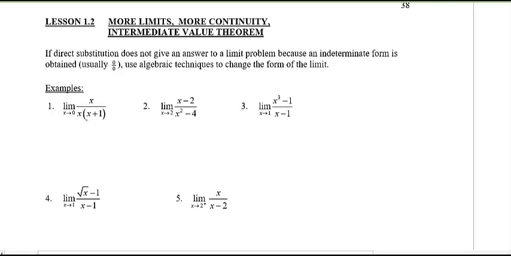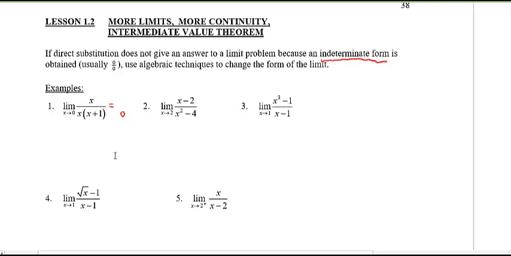Let's see what happens when we actually try to do this by direct substitution. Look at example number 1. Limit as x approaches 0 of x over x plus 1. If I plug in 0 to the numerator, I get 0. If I plug in 0 into the denominator, I get 0. And then you're like, what's 0 divided by 0? Oh, please don't say 1. No. Actually, 0 over 0 is what we call an indeterminate form. We don't really know how to deal with it.